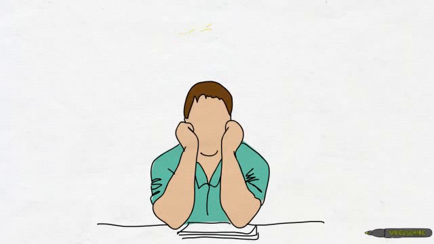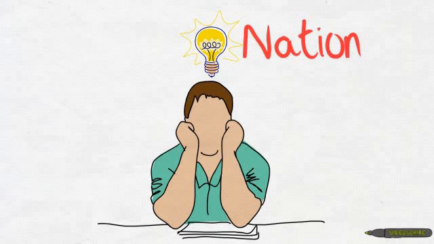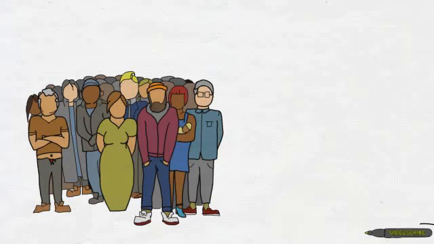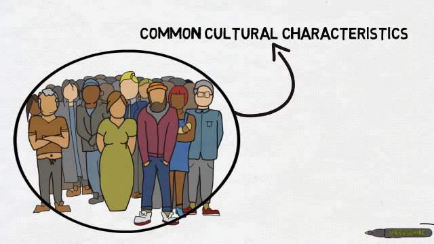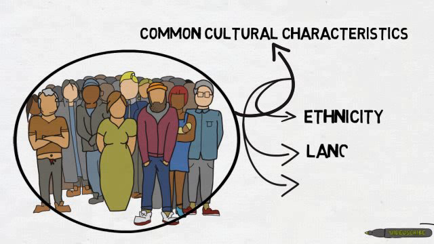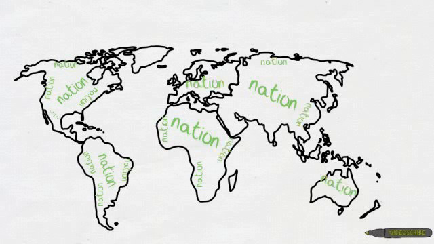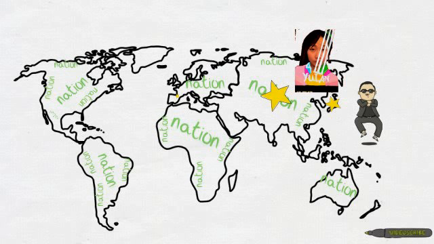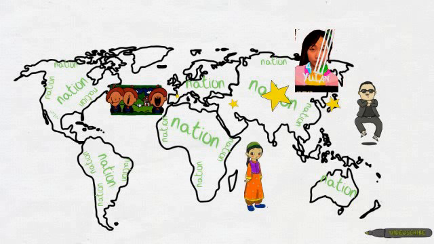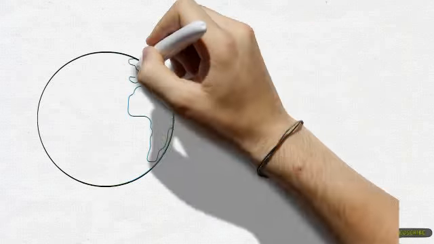A different idea is a nation. A nation is a group of people with common cultural characteristics. They may be linked by ethnicity, language, or religion. Usually, nations are located within the borders of a country. Different nations in the world include the Chinese, Koreans, Basques, and Kurds, just to name a few.